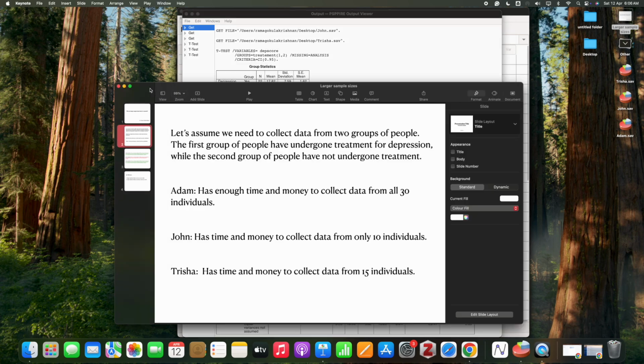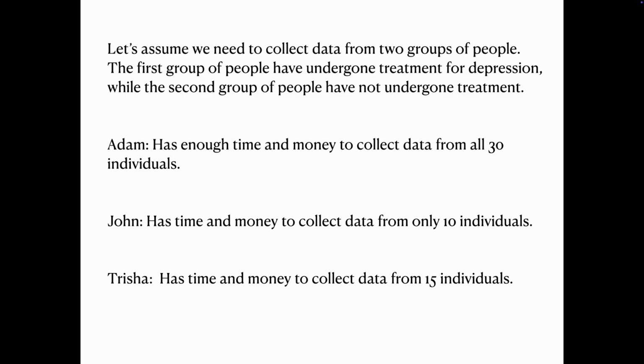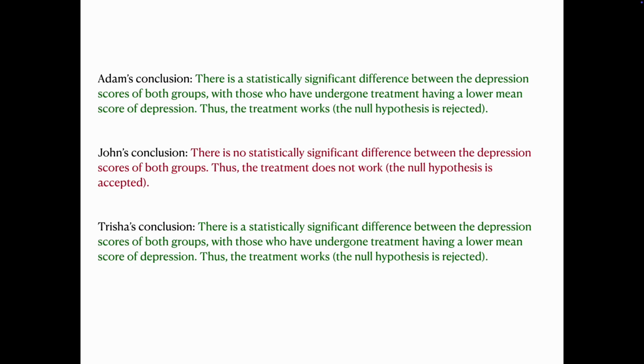So we'll move on to the conclusions that each of these researchers have secured. Adam's conclusion is that there is a statistically significant difference between the depression scores of both groups, with those who have undergone treatment having a lower mean score of depression. Thus, the treatment works. The null hypothesis is rejected. So Adam's conclusion, of course, is obviously accurate because he's taken all 30 respondents. John, on the other hand, comes to a wrong conclusion. He says that there is no statistically significant difference between the depression scores of both groups. Thus, the treatment does not work. So this is a wrong conclusion, right?